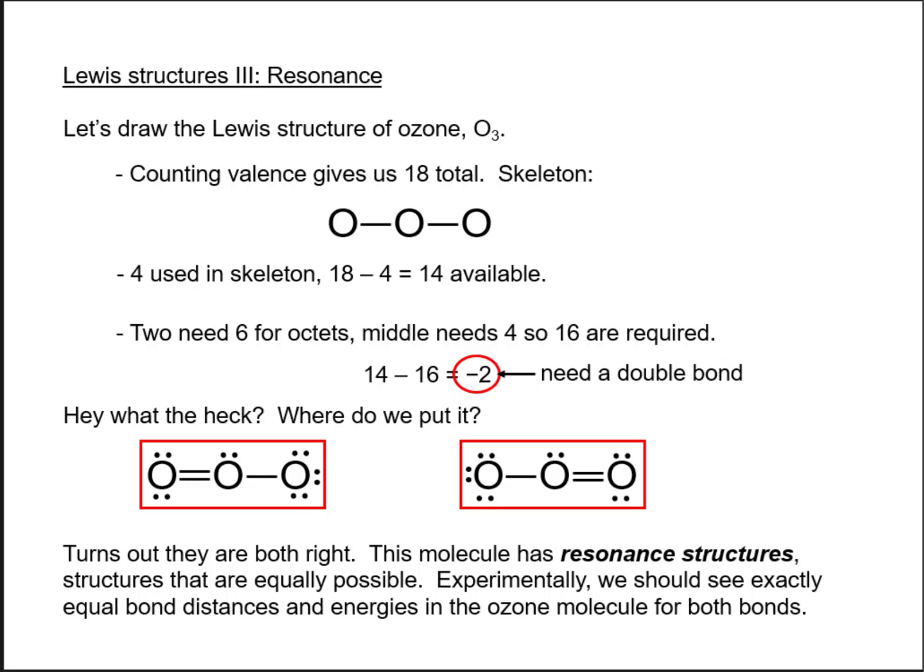Resonance structure is when you have a double bond that could be in different places in your structure, but keep in mind that for resonance structures, the final structure still looks the same. It's just that the location of the double bond is going to be different.